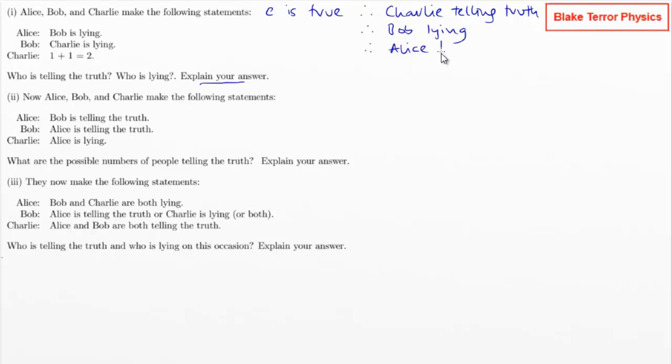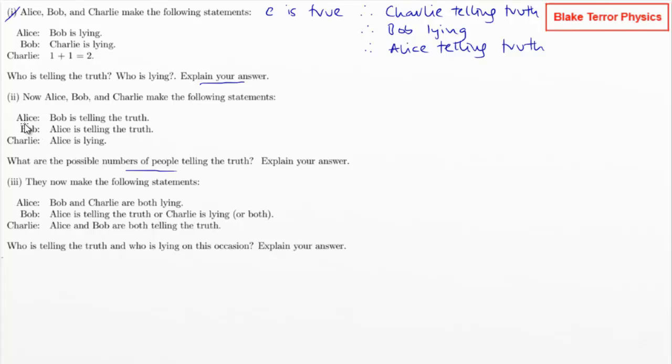Therefore, Alice is telling the truth. Right, so they haven't started off with a particularly difficult one, but it's often the way with the first part of the question, just to get us warmed up. Right, next part then. A, B, and C make the following statements. What are the possible numbers of people telling the truth? Explain your answer, suggesting we've got some kind of ambiguity in all of this.